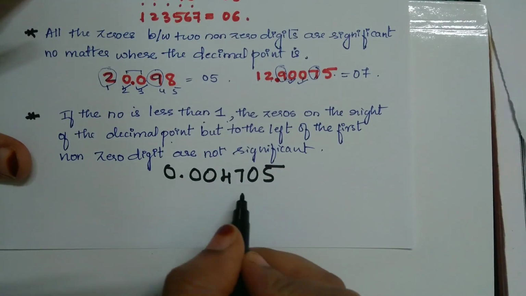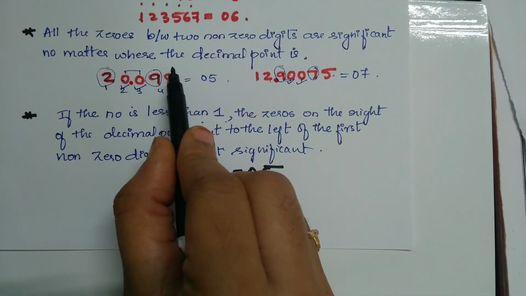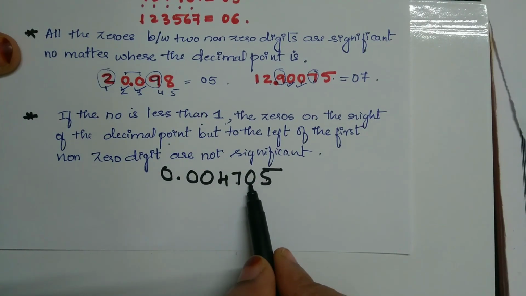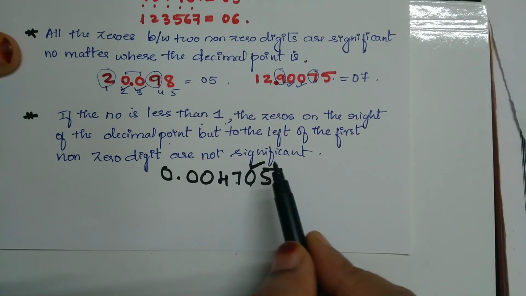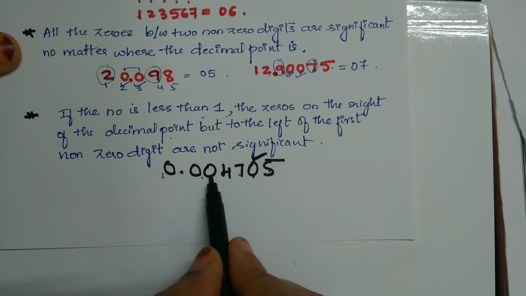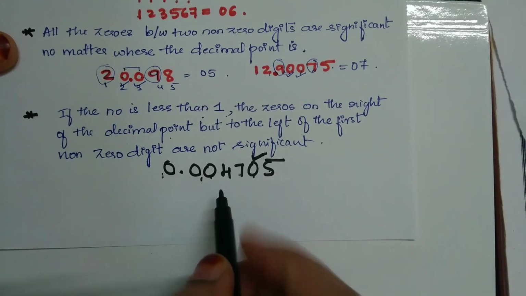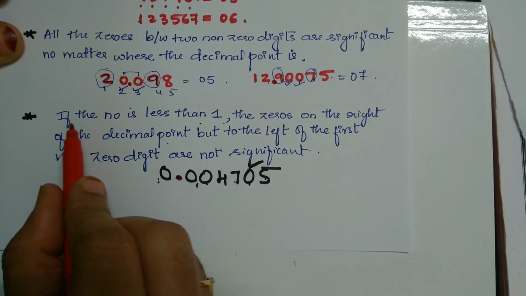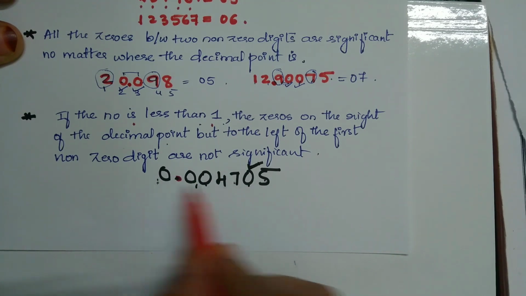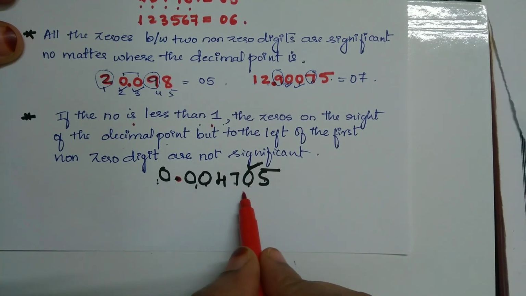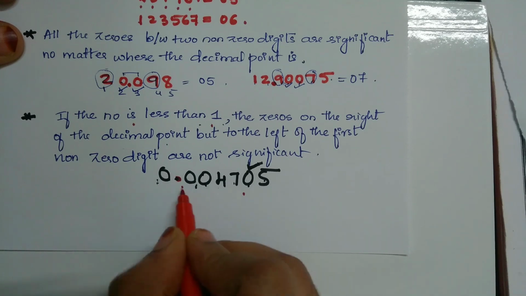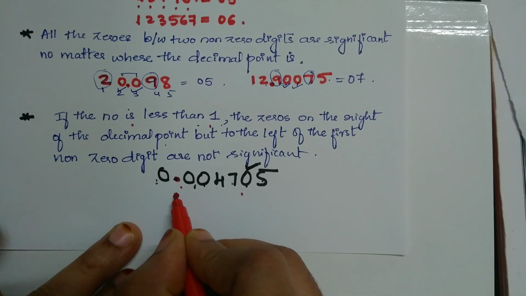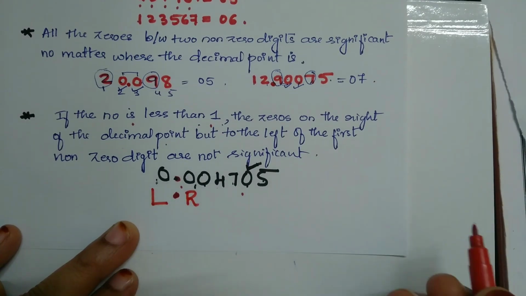0.004705. So here see, the first rule, the second rule, you have to remember that the zeros between non-zero digits are significant. So this zero is significant. Okay, now we have to check about this. So this rule is about these zeros. So here this is your decimal point. So what it says, if the number is less than 1, you can clearly understand this number is less than 1. The zeros on the right of the decimal point. So this is decimal point, and to this decimal point, this is its right, this is its left, right?